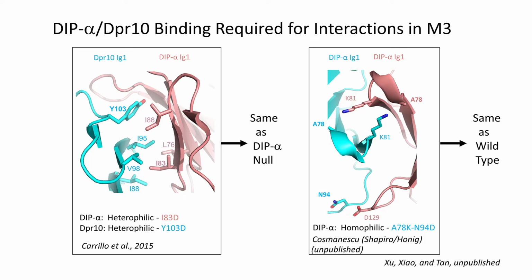So we knocked these mutations into the germline thanks to the enormous power of CRISPR, and we made the heterophilic mutation. I won't be talking about the heterophilic mutation in DPR10, just the DIP alpha heterophilic mutation, which is I83D. We did the mosaic analysis the same way I described before, and its phenotype is identical to the null, so heterophilic interactions are required. By contrast, if we make the mutation that knocks out homophilic binding, and I should say the proteins encoded by the heterophilic and homophilic binding deficient alleles are expressed at wild type levels, we see no phenotype. So clearly heterophilic interactions are required.